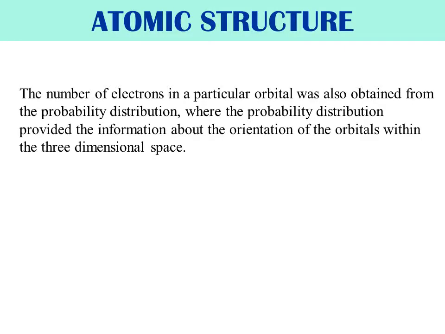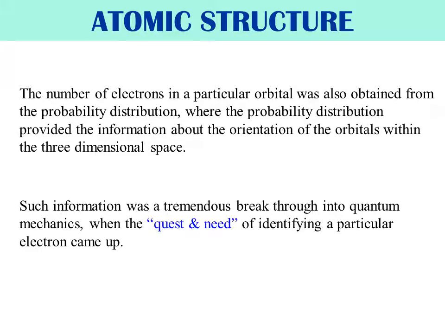Now, the number of electrons in a particular orbital was also obtained from the probability distribution, where the probability distribution provided the information about the orientation of the orbitals within the three-dimensional space. Orientation of the orbitals means it gives information about the shape of the orbital.